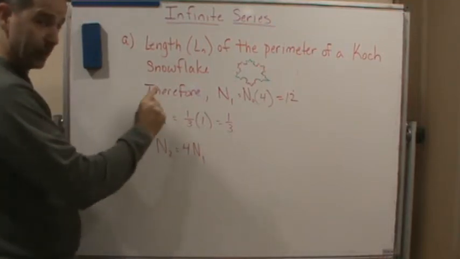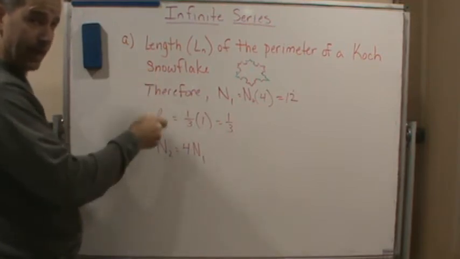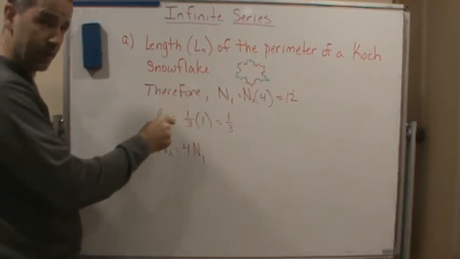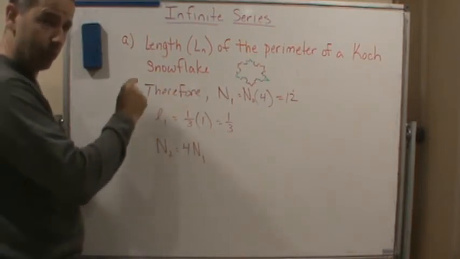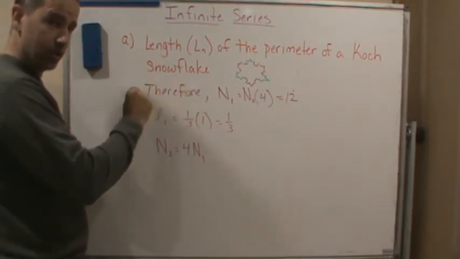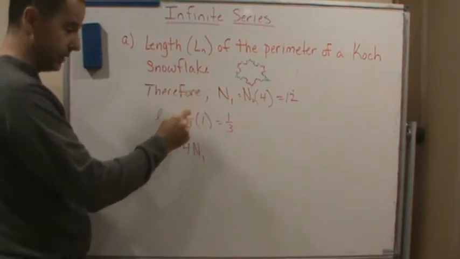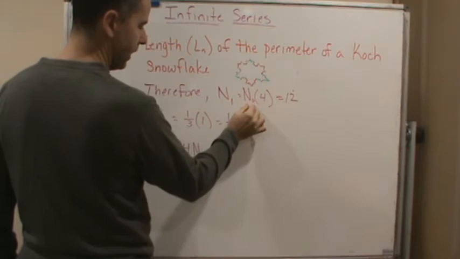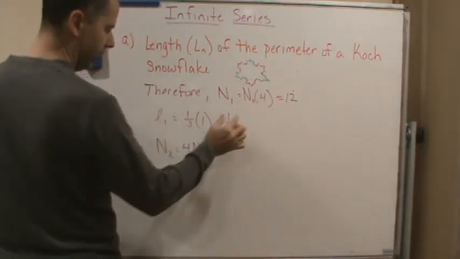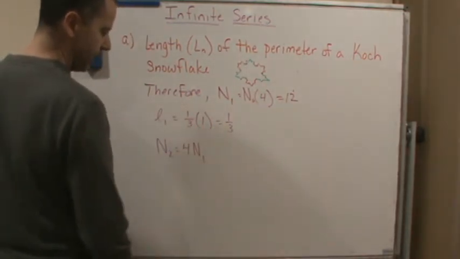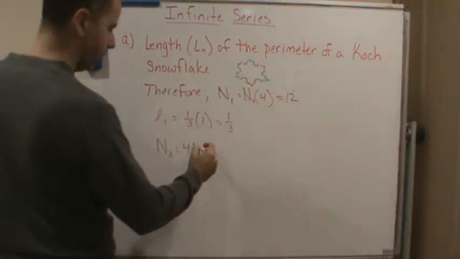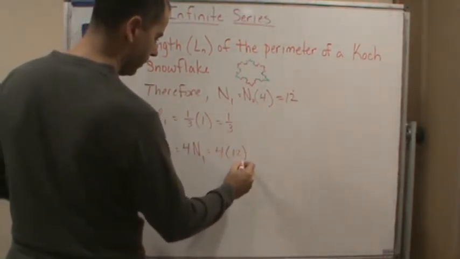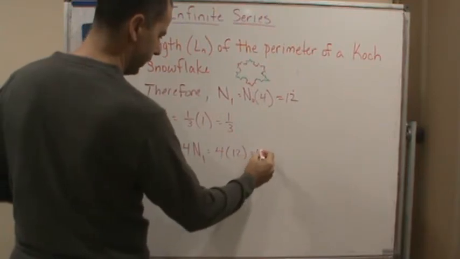So each line segment, when we take out the middle third and replace it with 2 more line segments that represent an equilateral triangle, now we're going from one side to 1, 2, 3, 4 sides. So N1 is 4 times N0, which gives us 12, and then N2 is 4 times N1, which gives us 4 times 12, which is 48.